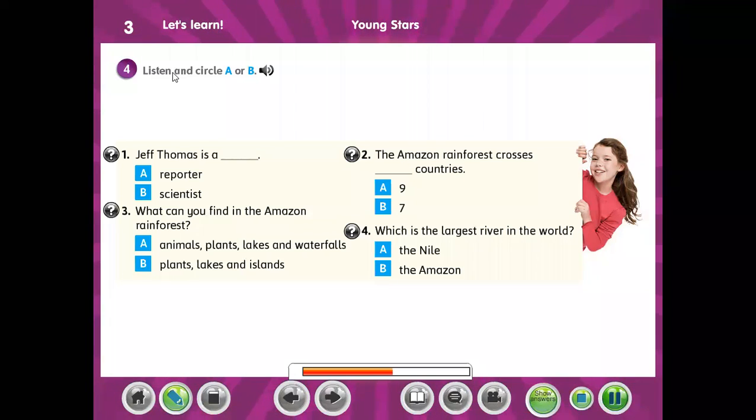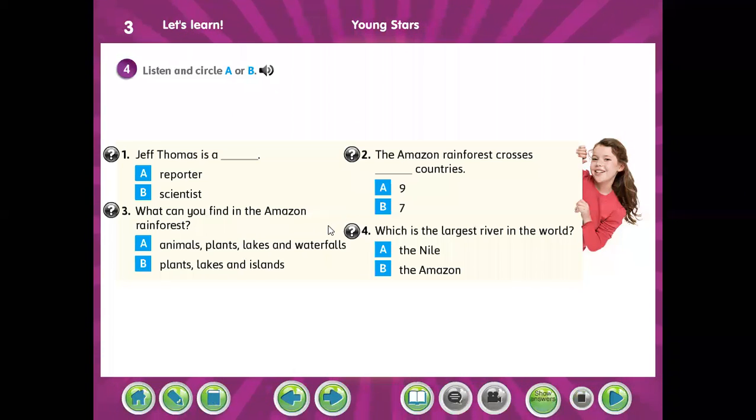It rains there every day. Very interesting. Tell us more. There are different kinds of animals there. There are also many plants, lakes, and waterfalls. The Amazon River runs through the Amazon rainforest too. Is it the longest river in the world? No, it isn't. The Amazon is the largest river in the world. The River Nile in Egypt is the longest river in the world. Thank you for all the information, Jeff. Well, that's all we have time for today. See you all next time.